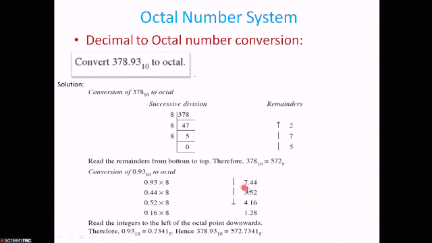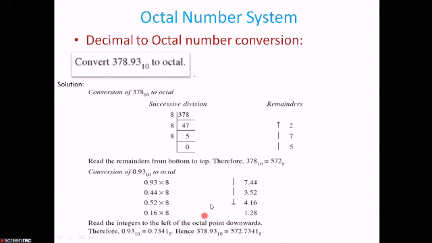Keep 7 as intact and we have to multiply 0.44 by 8. We are multiplying 0.44 by 8, we are getting 3.52. We are keeping 3 as intact and we are multiplying 0.52. Next is 0.52 into 8. 0.52 into 8 becomes 4.16. Next is 0.16 into 8. It is 1.28.